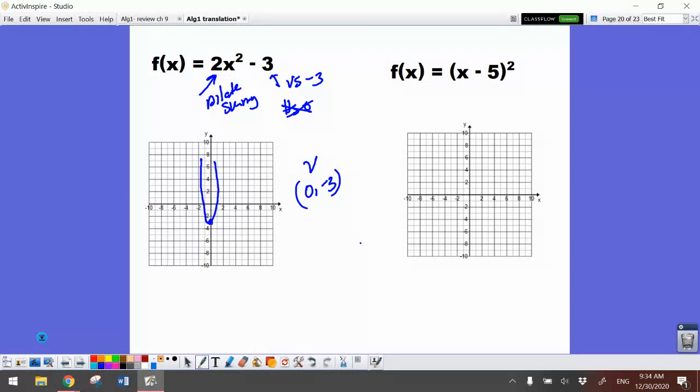All right, what about this one? This one doesn't have anything there really. So there's no dilation. All this one has is an HS plus 5. So I've just moved my vertex over here. And this one is just normal. So normal is kind of like just in the middle.